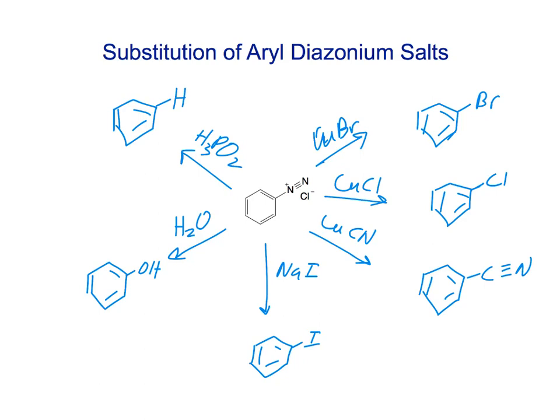So we could do this interesting synthesis from benzene. We could do a nitration to make nitrobenzene. We could reduce that to an amine. We could make the diazonium compound. And then we could react that with this acid and we could make benzene from benzene. Wouldn't that be useful? So these are just some new reactions that we can then put into synthesis.